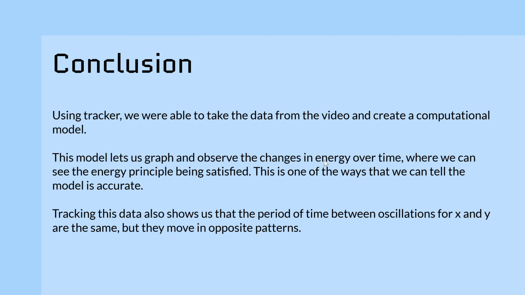Concluding this, using Tracker we were able to take data from the video and create a computational model. This model lets us graph and observe the changes in energy over time, where we can see the energy principle being satisfied. This is one of the ways that we can tell that the model is accurate. This data also shows us that the period of time between oscillations for X and Y are the same, but they move in opposite patterns. That concludes, and thank you.